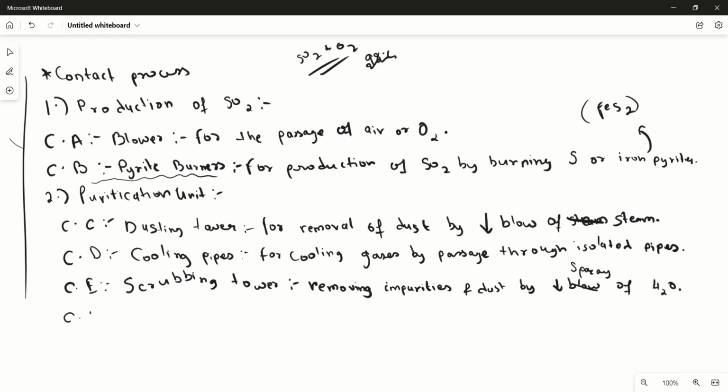Then we have chamber F. Chamber F is the drying tower. It's for drying moist gases. So here I think all the oxygen gets removed. It's for drying moist gases. Oxygen's pretty moist. So for drying moist gases by downward spray of water.